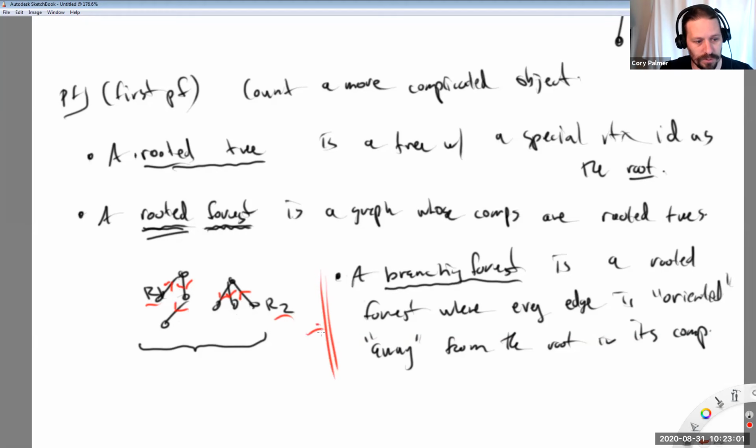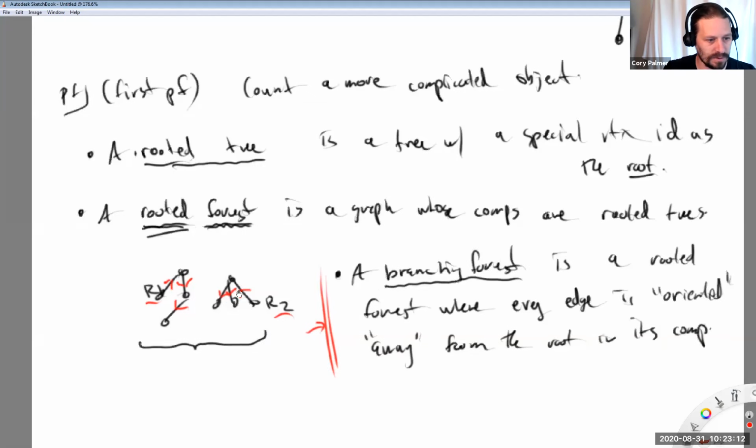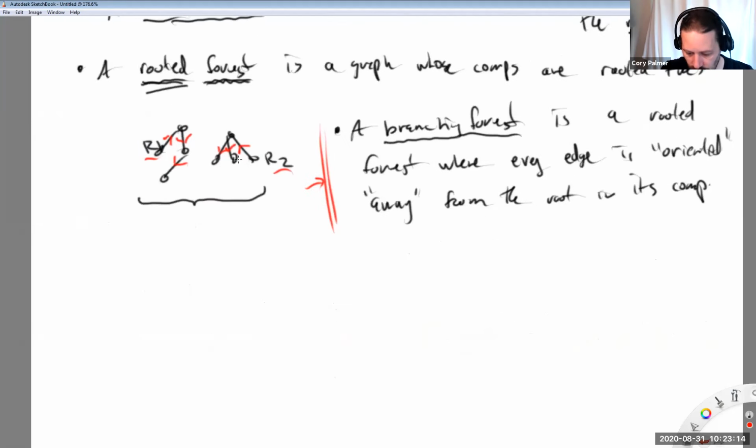So we're going to work with a branching forest, which is all a rooted tree in disguise with some additional stuff drawn on there just to help us keep our thoughts organized a little bit better. You'll see why when we get to the key step of the proof, okay?